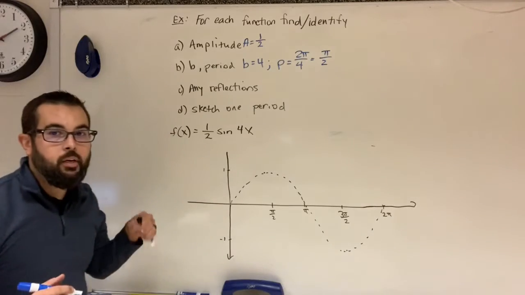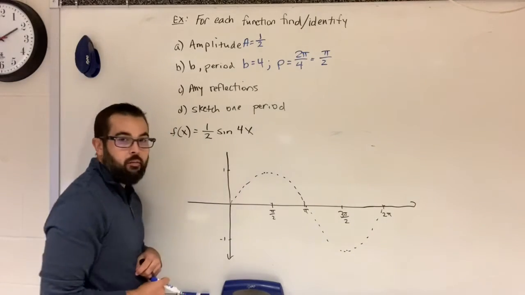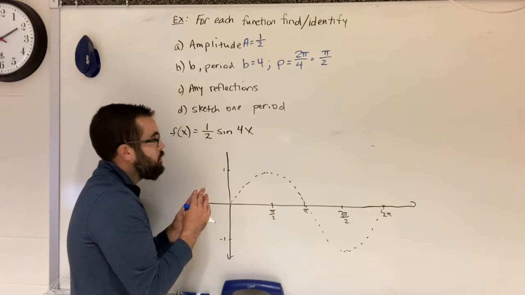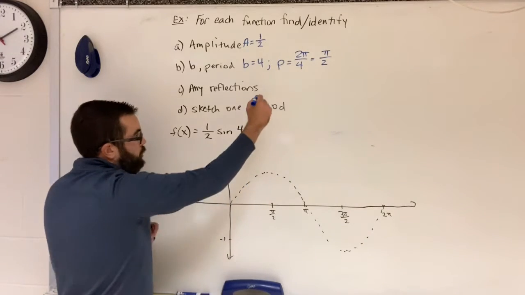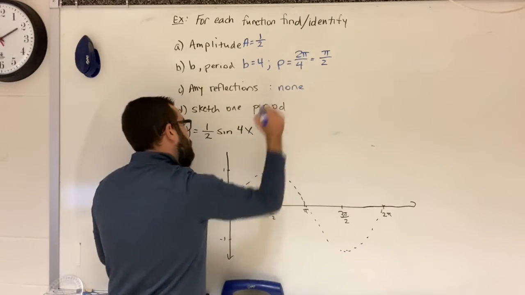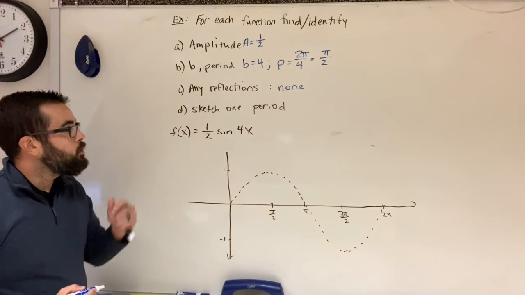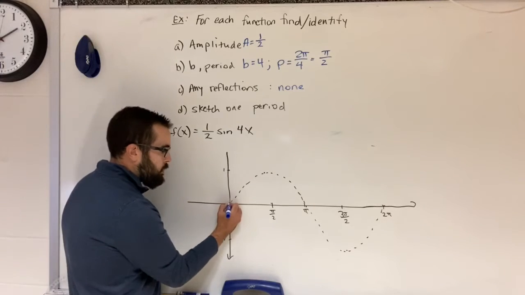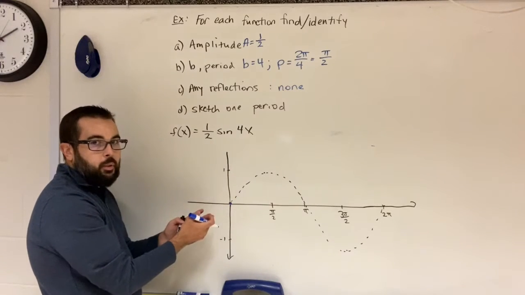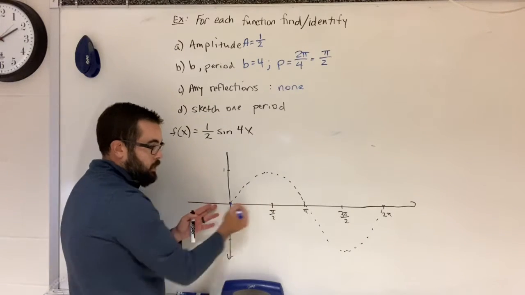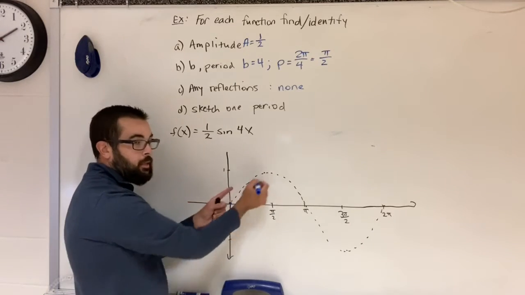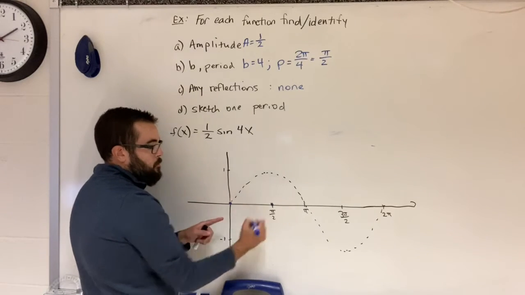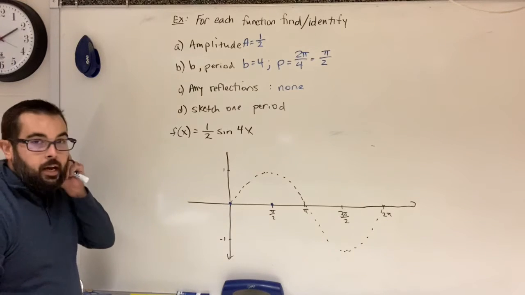All right, so the whole period of this function happens by this point right here. So you can see it's been compressed a lot. It's been compressed by a factor of 4. Are there any reflections? There are none. So we need to sketch one period. Well, we know that there are no translations up or down, so the midline is going to be right on the x-axis, just like the midline of the parent. And we know that it's going to start at 0, 0 and end at pi over 2.